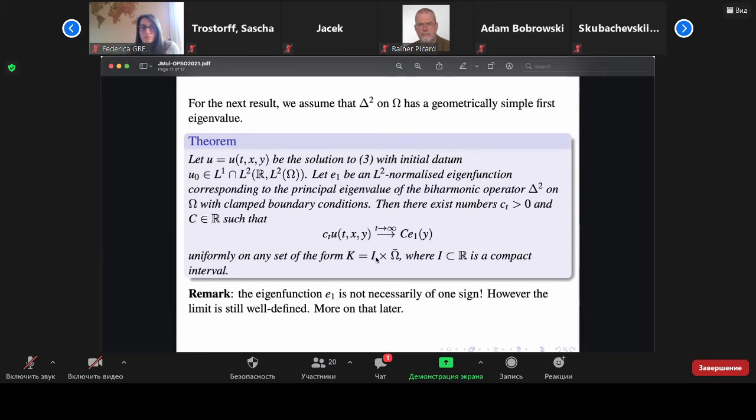So it's a natural thing to expect if you consider the product structure of our domain, right? Because we proved local uniform convergence to a constant on R, but now we also have this cross-section omega, so we have the eigenfunction appearing there. And now perhaps you should be a little bit suspicious, because what if the eigenfunction E1 is not of one sign? This is a fourth order problem. We don't have a maximum principle, so there's absolutely no guarantee that E1 can be chosen to be positive. However, this limit is still well defined, and you'll see why a little bit later.